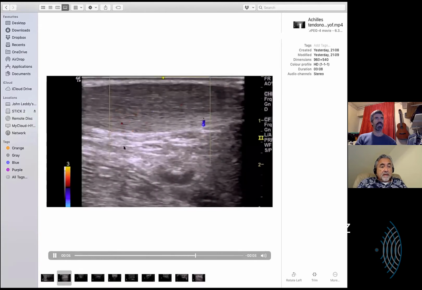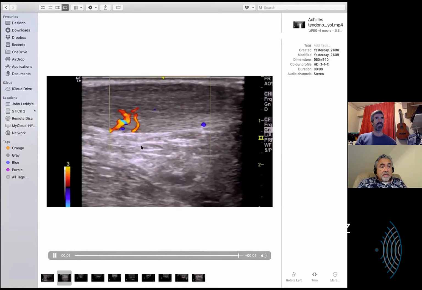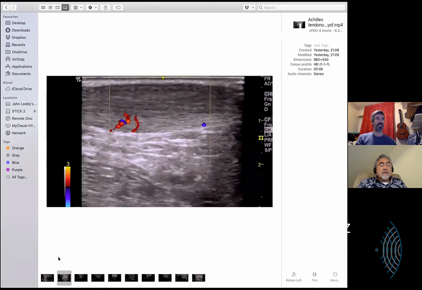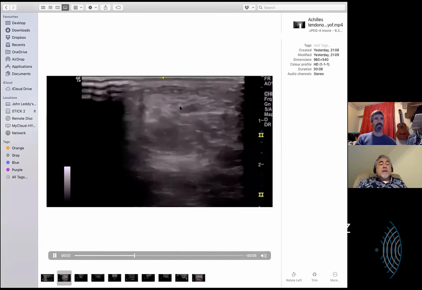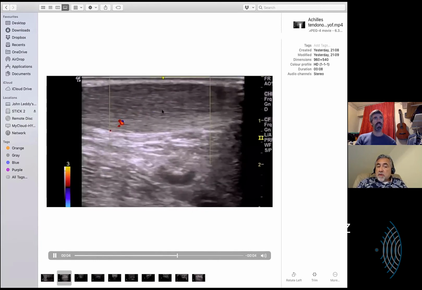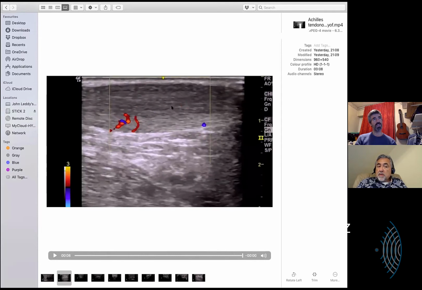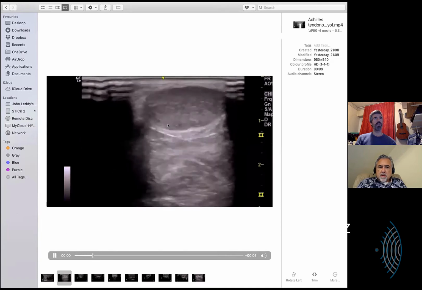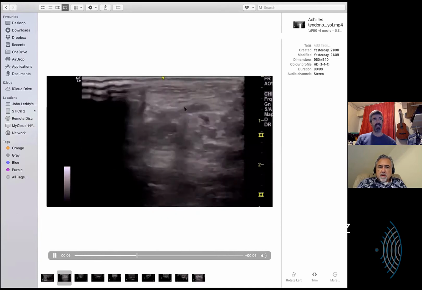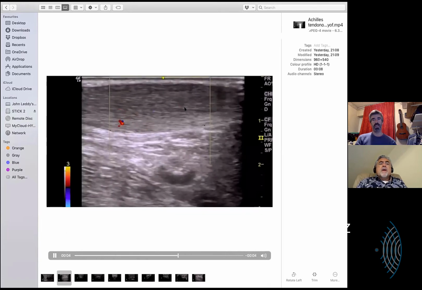This is a pretty typical Achilles tendinosis. So there's nothing really exciting about it. I tend to look in short axis a lot. I always used to look in the long axis of the Achilles, but actually I'm much more interested these days in looking at the internal architecture in short axis.